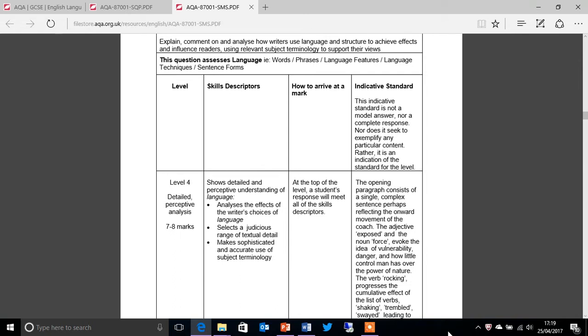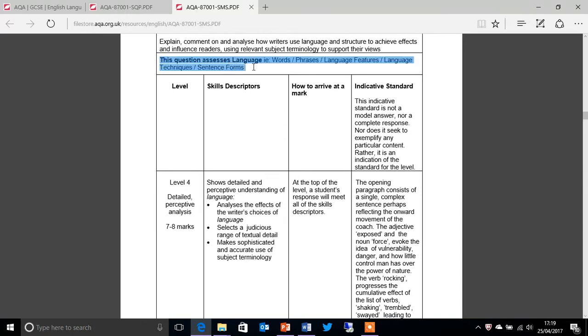This is a tutorial video for AQA GCSE English Language Paper 1, Question 2. This covers AO2 and focuses on language. Okay, what you can see at the moment is the mark scheme. So just take a moment to have a look through this. It's very clear about what is being assessed in this question.